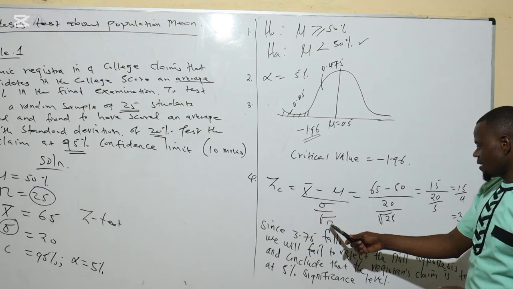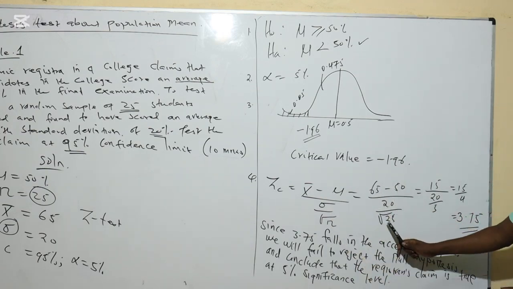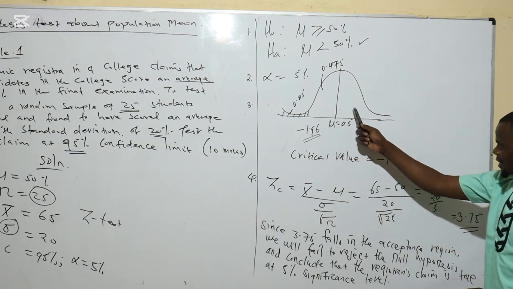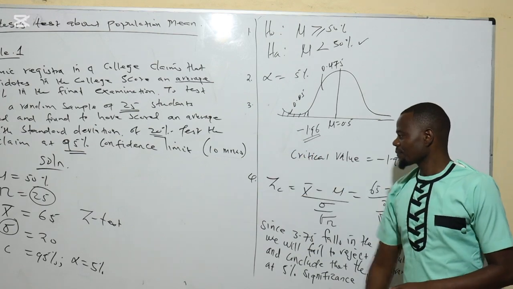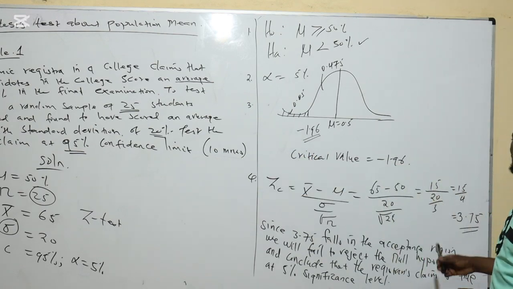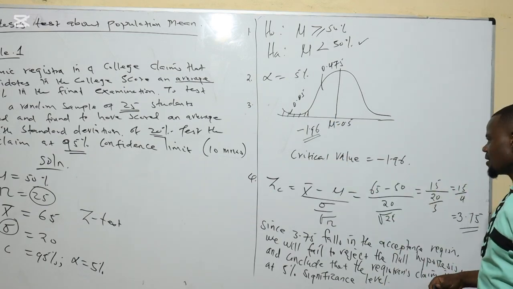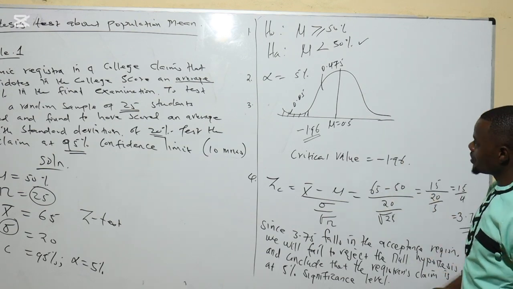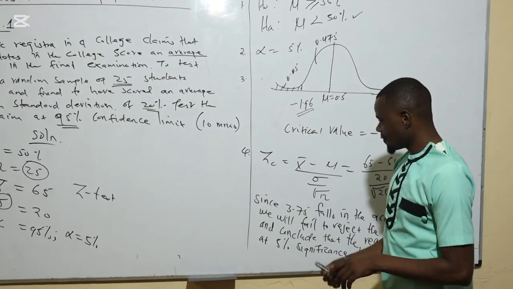X bar minus mu over standard deviation root n. X bar 65 minus 50, standard deviation 20 and root 25. And you get 3.75. So this value will fall in the acceptance region. Remember, from here coming this way is acceptance region. This way is rejection region. So if I could have gotten negative 3.75, that would fall in the rejection region. I could have rejected the null hypothesis, but this one falls in the acceptance region, so I fail to reject and conclude that the registrar's claim is true at 5% significance level.